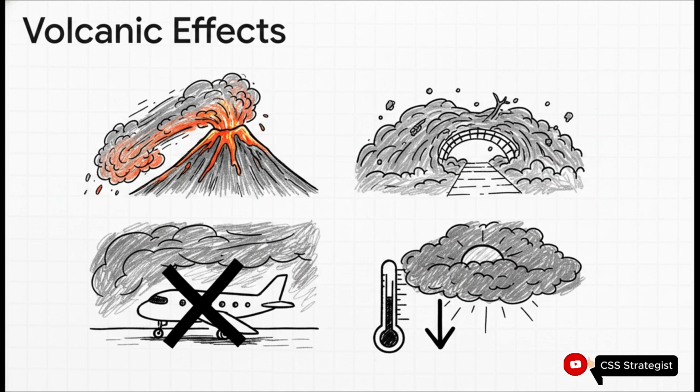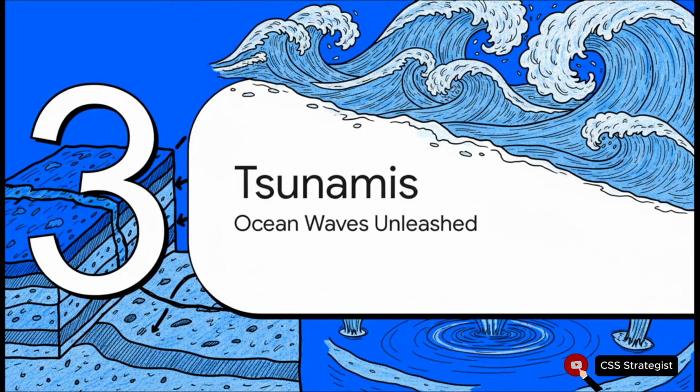For instance, that Mount Pinatubo eruption actually caused short-term global cooling because it injected huge volumes of sulfur dioxide right into the stratosphere. Shifting gears to Part 3, Tsunamis, Ocean Waves Unleashed.